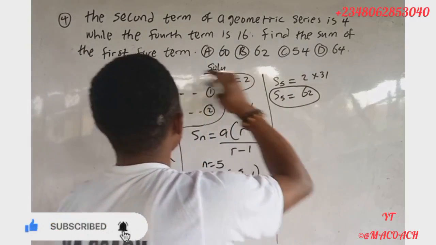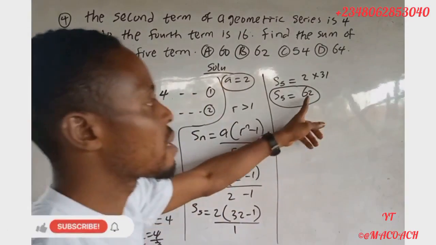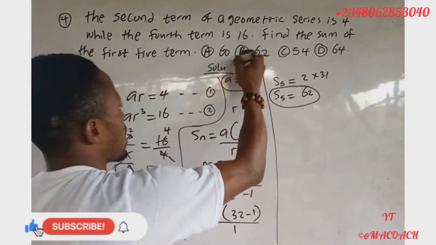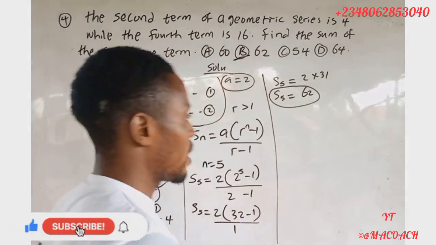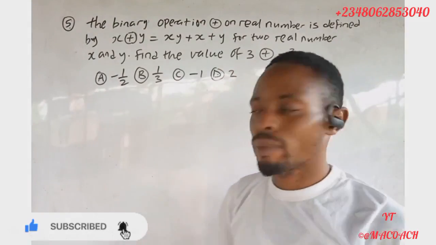So the sum of the first 4 terms of this question is equal to what? 62. Okay? Which means that our answer is equal to what? Our answer is B. Okay, that is the solution to this question. You're welcome.